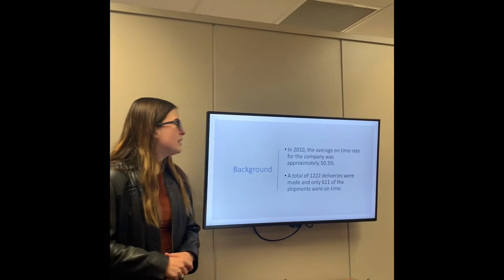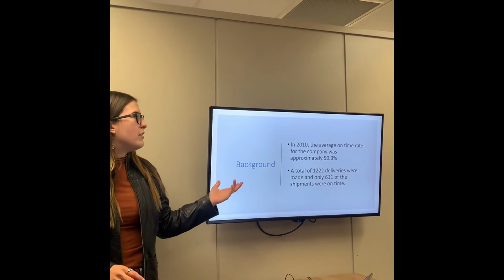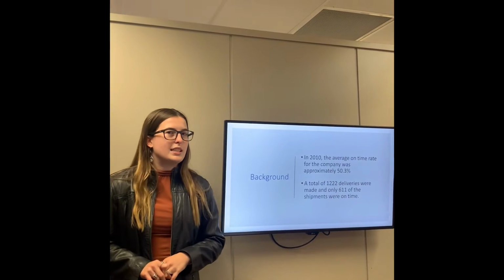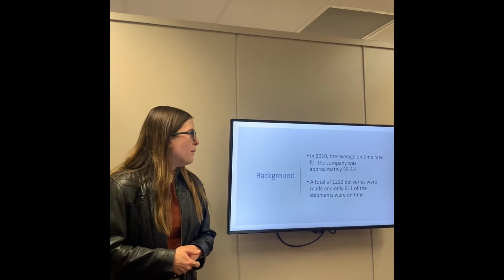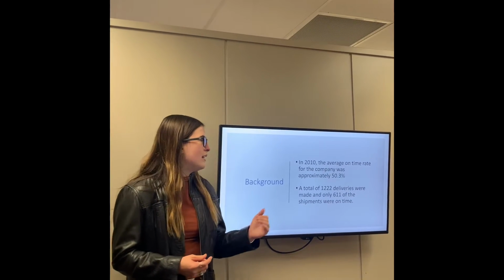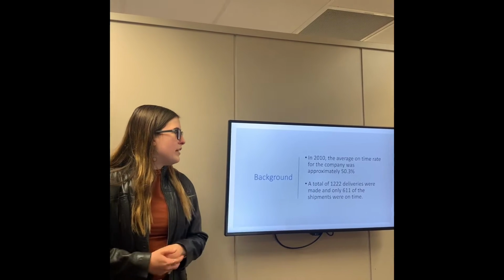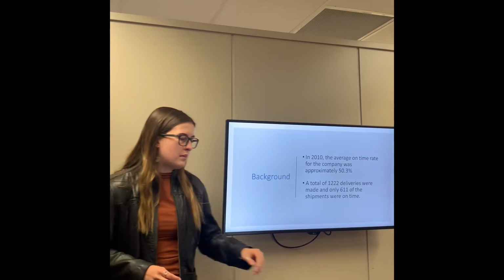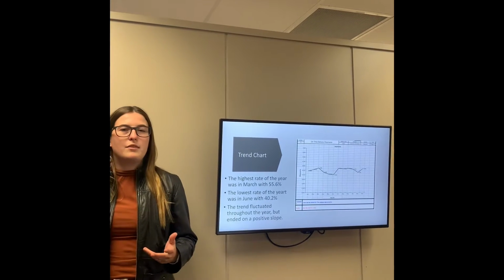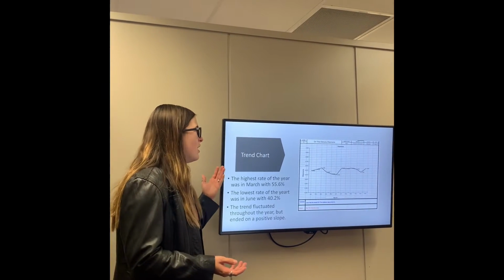A little background is that the average on-time rate for the company was approximately 50.3%, which is about half. A total of 1,222 deliveries were made, and only 611 of the shipments were on time. From that information, I was able to make a trend chart.